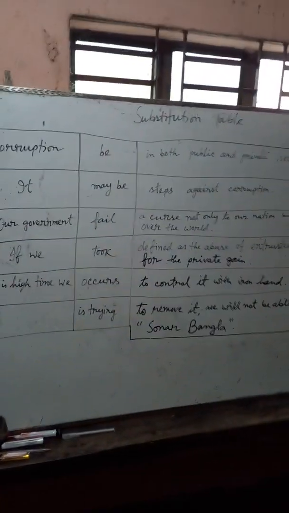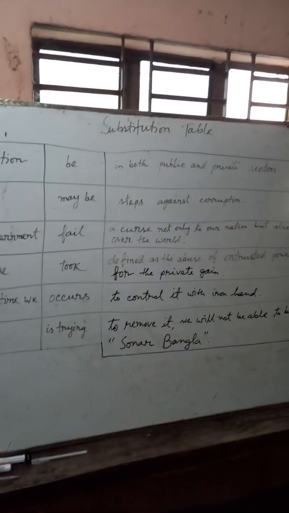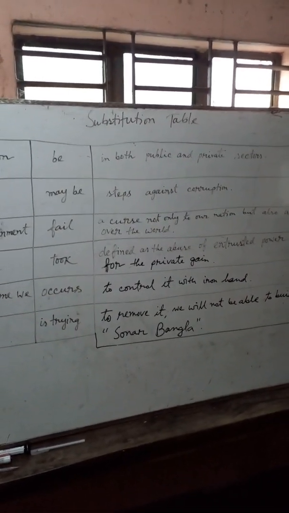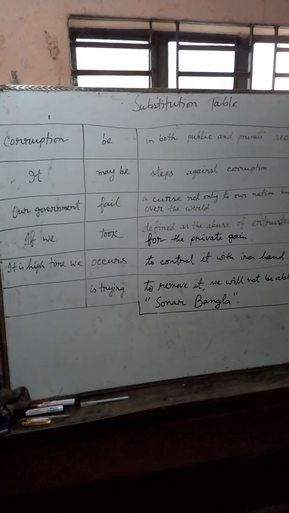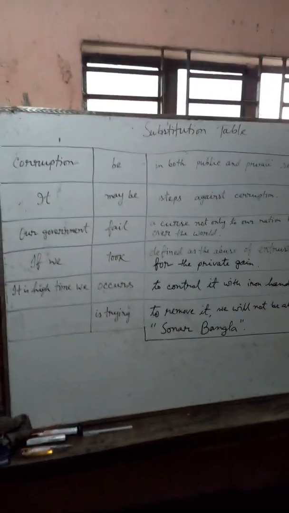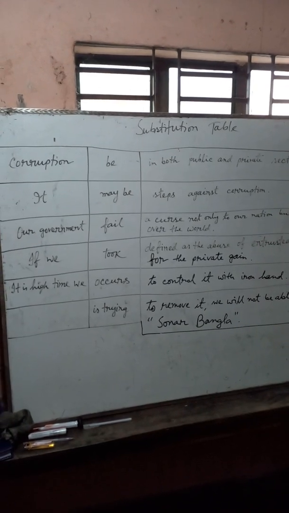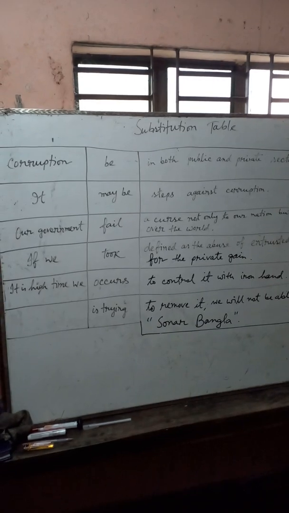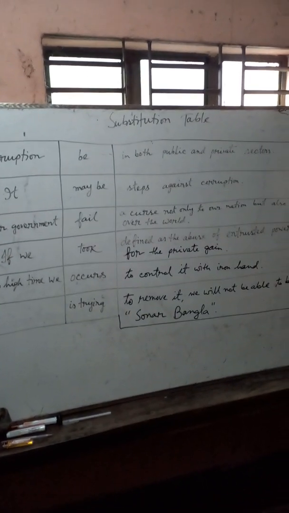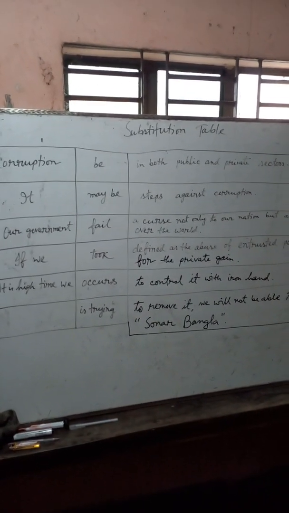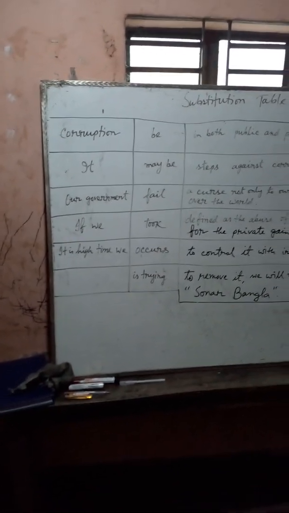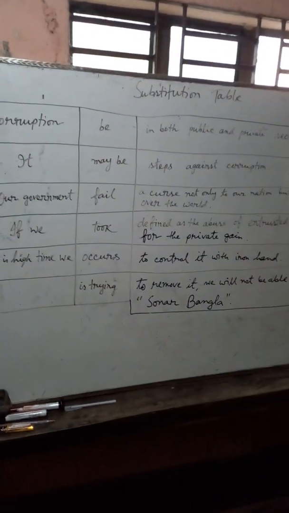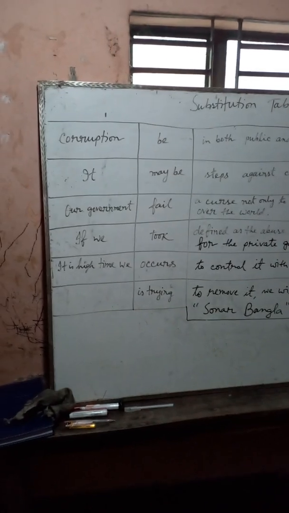So, this is a very simple substitution table given for you. You know, in your exam hall, this very sort of substitution table will be provided in your SSC exam and it will contain 6 marks. You have to make 6 correct sentences.